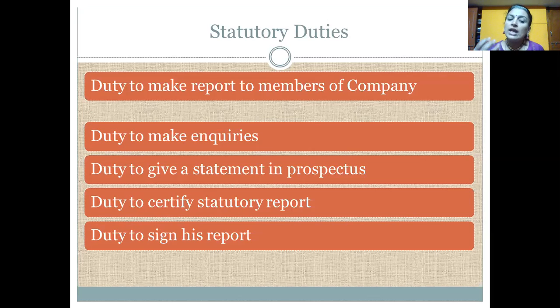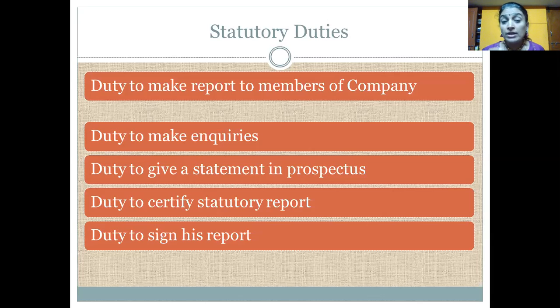So why does he have to make a report to members of the company? Because he is appointed by the members of the company. They are the owners, so it is his duty to give them the report. Duty to make enquiries means whenever he feels something fishy or suspicious, he has to make enquiries and find the truth.